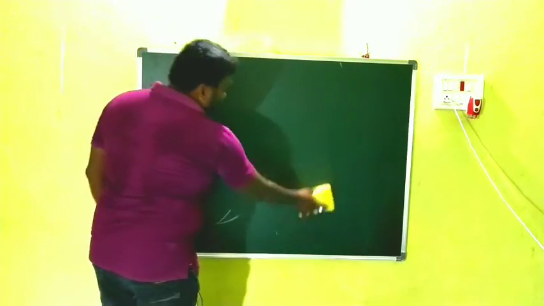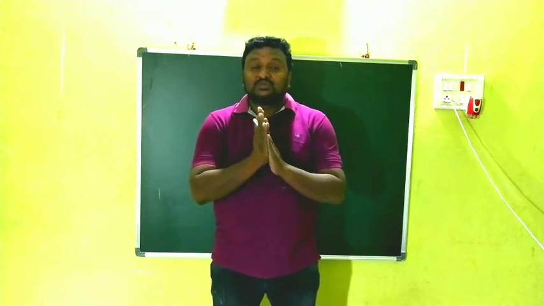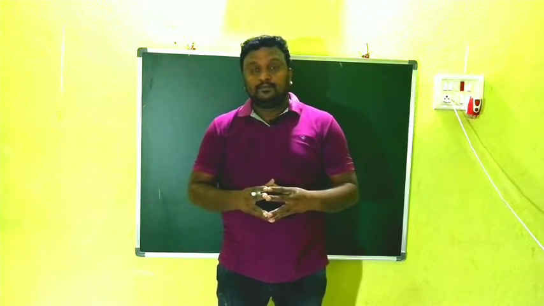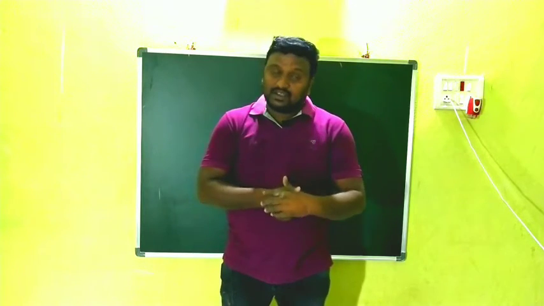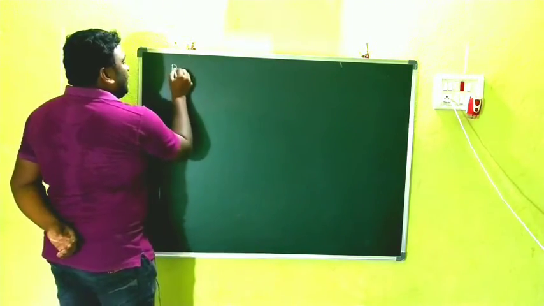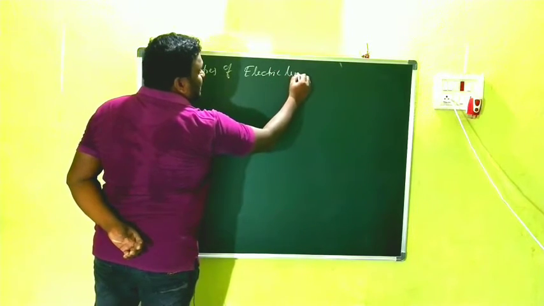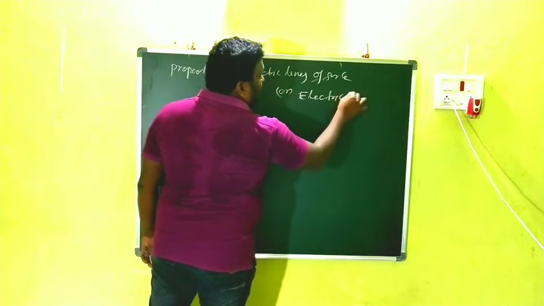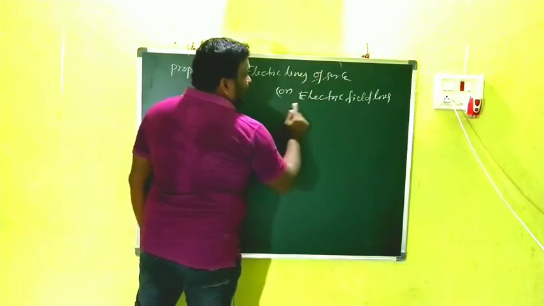So now we go for properties of electric field lines. What I told you, electric field line means what? The path followed by the unit positive test charge in an electric field is called an electric field line or electric line of force. Clear, children? Now I am going to explain the properties of electric lines of force, also called electric field lines. The terms are different but the meaning is the same.